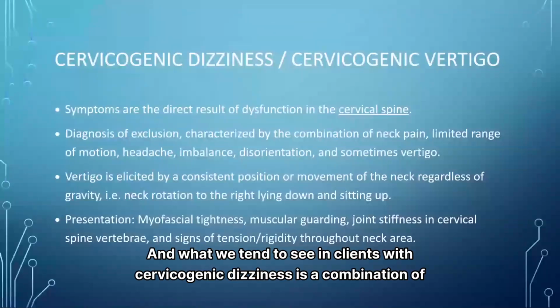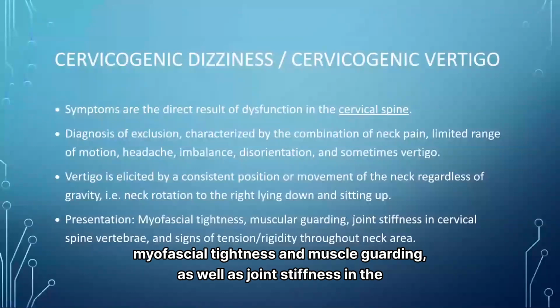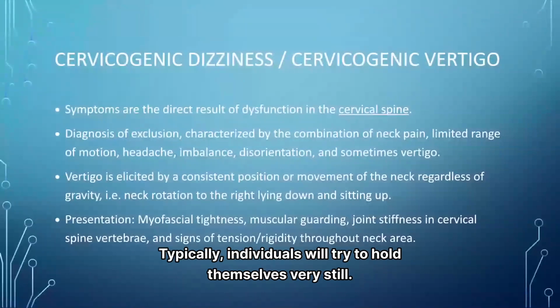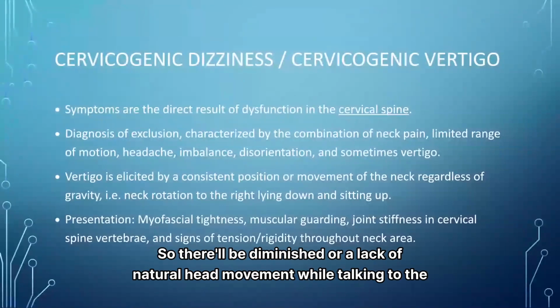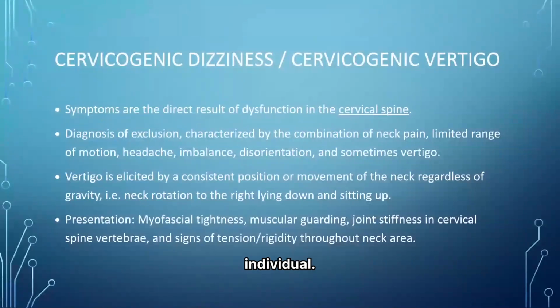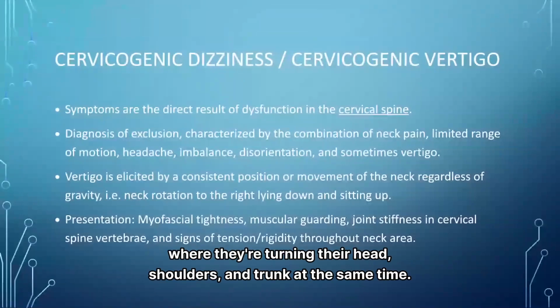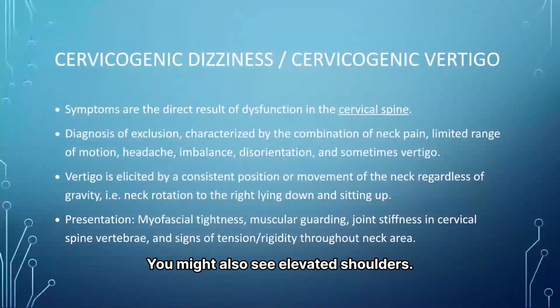And what we tend to see in clients with cervicogenic dizziness is a combination of myofascial tightness and muscle guarding, as well as joint stiffness in the vertebrae. And there are signs of rigid posture. Typically, individuals will try to hold themselves very still. So there'll be diminished or a lack of natural head movement while talking to the individual, and you might see them turn or rotate en bloc, where they're turning their head, shoulders, and trunk at the same time. You might also see elevated shoulders.